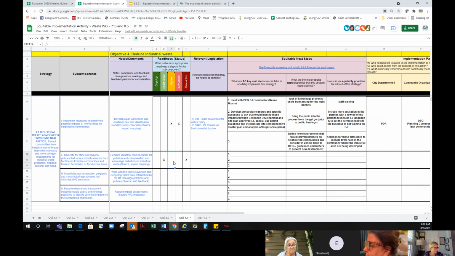So for advocacy, I guess the first step then is something like identify. I guess we need a sense of House Bill 704, State Environmental Justice Policy, and House Bill 1042, Virginia Council on Environmental Justice. We need to understand what those say and what's missing from them, or if there is some new language that we can advocate for.